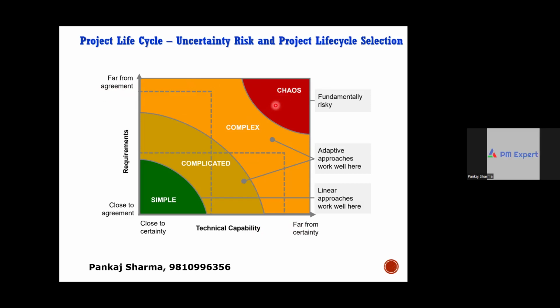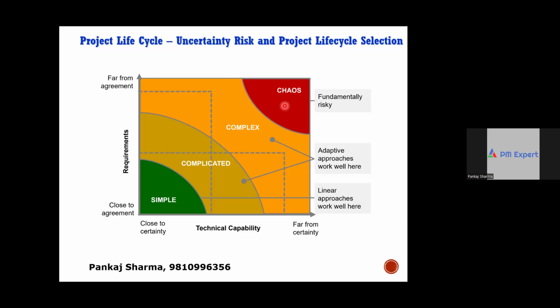So chaos is a fundamentally risky zone. If there's a lot of uncertainty like this regarding requirements or technology, rather than start planning the project directly, you should do some more research on the requirements so that these projects reach the range of at least complex. Then you can plan the projects. If you remember the COVID vaccine, a similar thing happened. Initially, COVID was chaos.